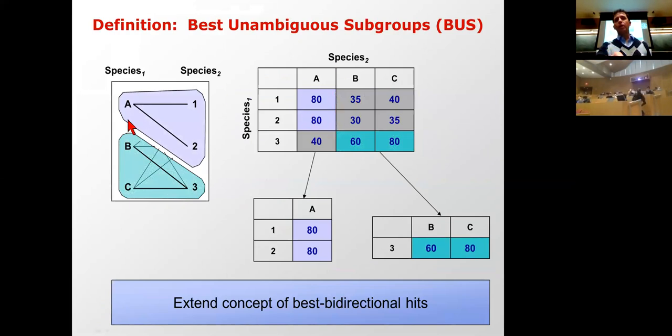Basically, when you have a best bidirectional subgroup here, every best match of every gene is preserved within the same group. So the best match of two is A, the best match of one is A, and the best match of A is either one or two. You've now kept all of them together. And same thing for B. The best match of both B and C is three. So you're going to connect those together. You're going to keep things together, even though they may not be unique yet. You're not looking for best bidirectional. You just want to make sure that there's no ambiguity.